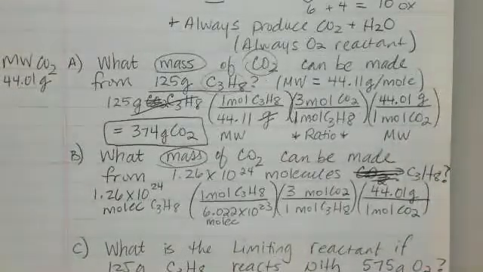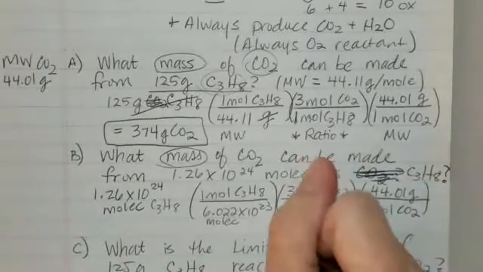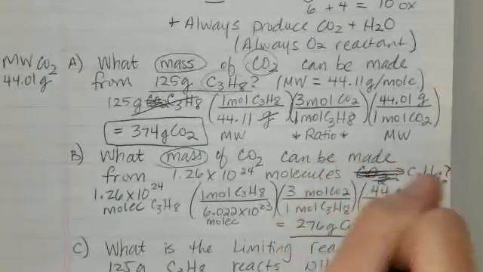All right, so on the calculator, I'm going to just real quick take the 1.26 times 10 to the 24th divided by 6.022. I use the EE key, 23rd, then multiply by 3, and then multiply by 44.01. And we're still dealing with 3 significant figures here. So the answer I get is 276 grams of CO2.